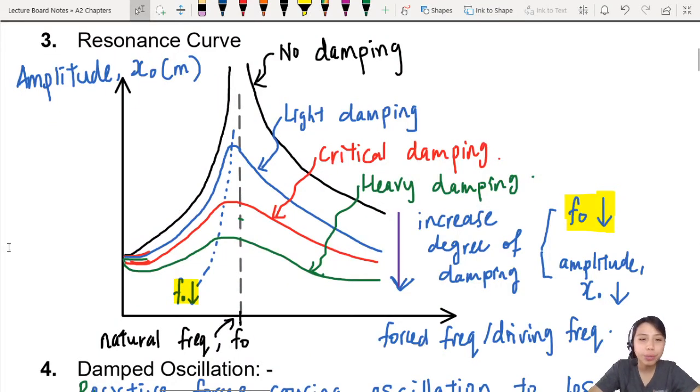So here is what we looked at previously, right? First thing you need to know is resonance. What does resonance mean? And how do the curves of resonance look like? If you have damping, light damping, critical damping, heavy damping, and things like that. So this is one curve we'll look at today.